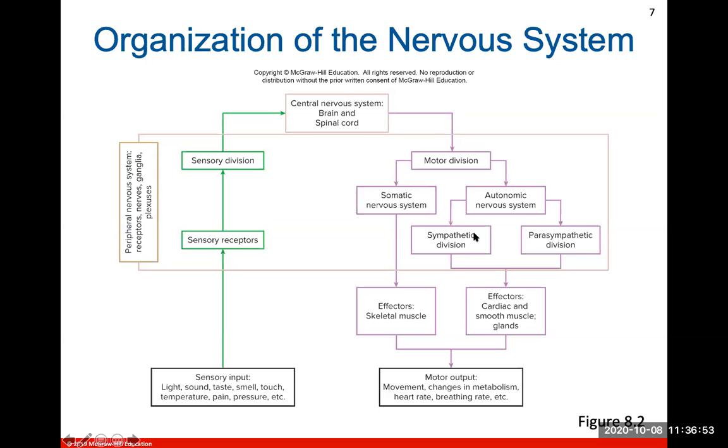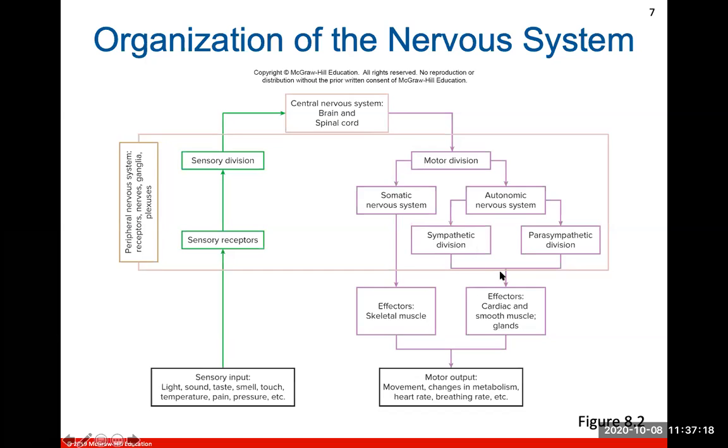The other division of your motor division is the autonomic nervous system. This is under involuntary or automatic control. And we divide the autonomic nervous system into a sympathetic or a parasympathetic division. Sympathetic is your fight or flight division. So that gets the body ready for emergencies. And your parasympathetic division is the rest and digest division.